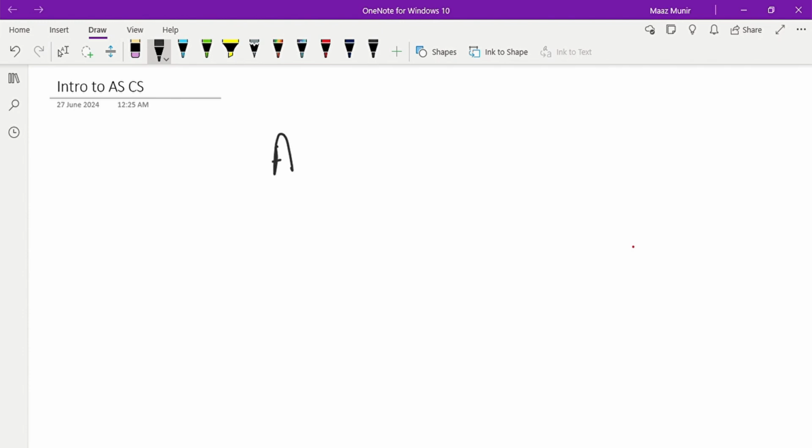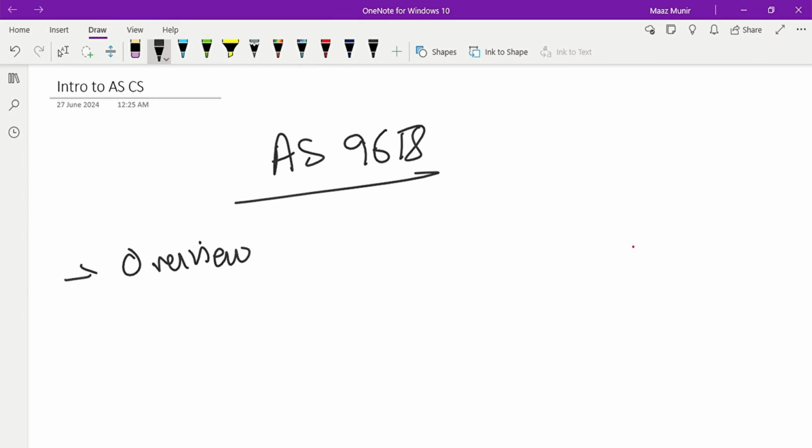In today's class, we are going to be discussing an introduction to the AS 9618 computer science course. We are going to be going through the overview of what's in the course, what we have to learn, the paper pattern, and some of the basics of chapter number 1. We are going to be discussing all that.